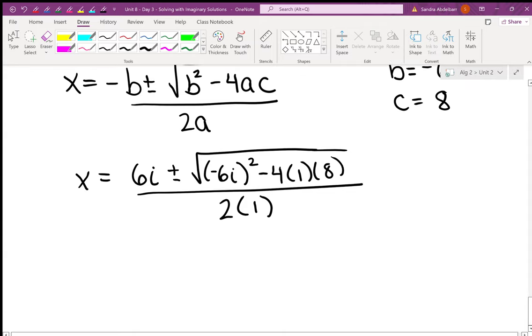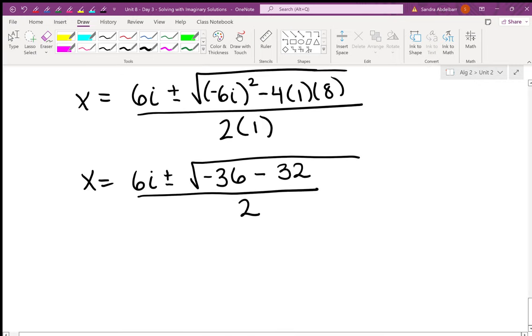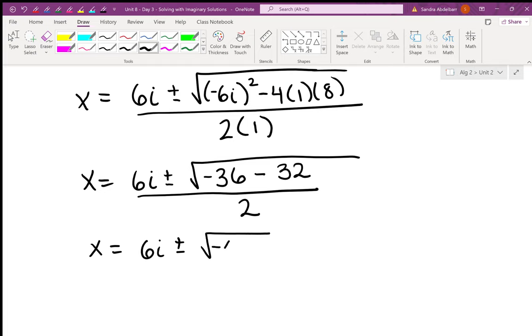All right, let's simplify. x is equal to 6i plus or minus the root of 36i squared. Isn't that just a negative 36? So I'm just going to write that in, negative 36 minus 32 all over 2. Let's keep going. So now we have x is equal to 6i plus or minus the root of negative 68 all over 2. Can we simplify the root of negative 68?